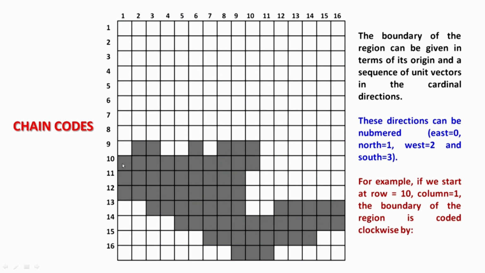Row 10 is this one, because on the extreme left, that is column 1, row 10 is the first pixel which has to be coded, or the boundary of this one has to be recorded. So we start with row 10, column 1, and the boundary of the region is coded clockwise. Though the codes are anti-clockwise, the boundary will be coded clockwise.